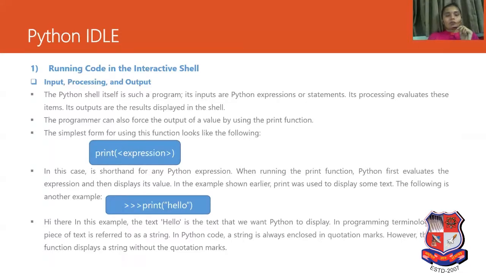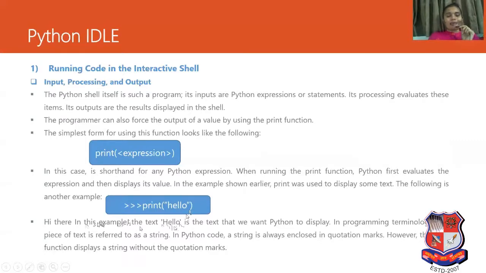The programmer can also force the output of a value by using the print function. The simplest form of using this function is print, and in the brackets you can write an expression. Here, expression is shorthand for any Python expression. When running the print function, Python first evaluates the expression and then displays its value. In the example shown earlier, print was used to display some text. The following is another example: print, and in the brackets I'm writing hello.